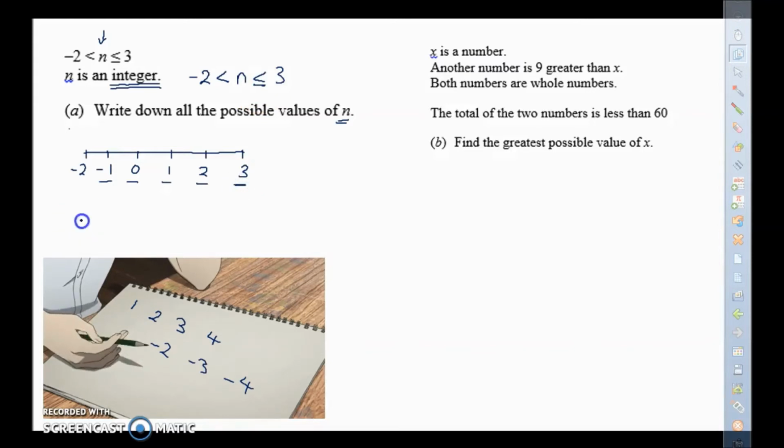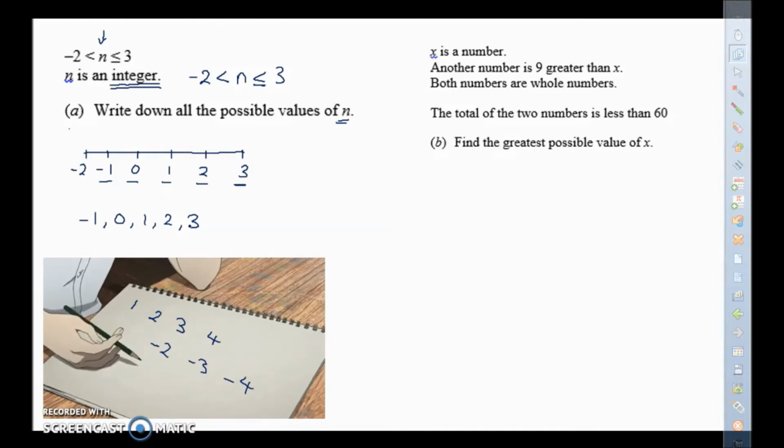So you would literally just write down those numbers. -1, 0, 1, 2, and 3. And that's the answer to that question. Once you understand those questions, they are quite easy, and you'll be looking forward to those once you've practiced them enough in the test.